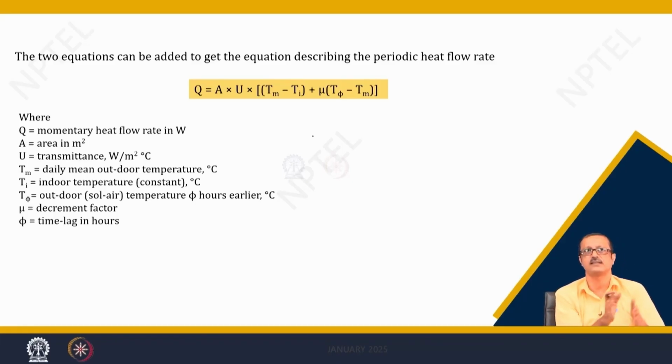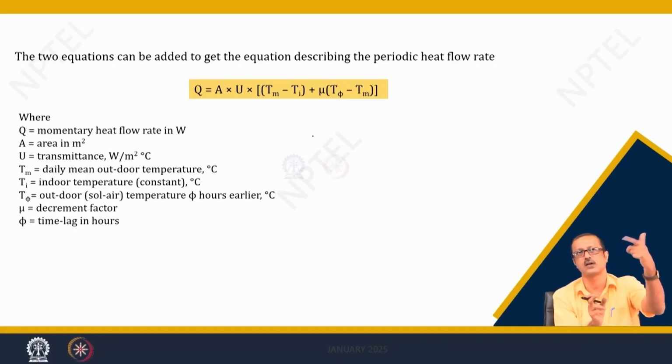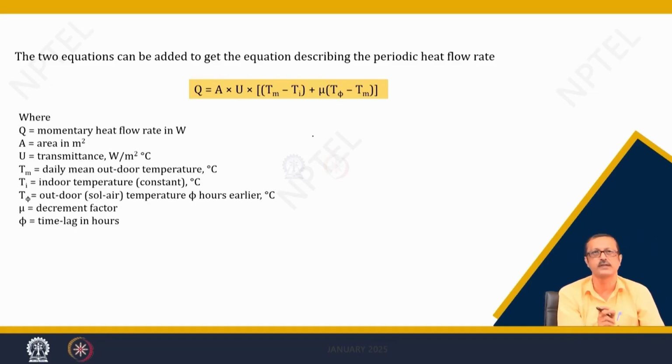What is phi? Time lag. Suppose the material has 2 hours or 3 hours of phi. Then for 2 o'clock I have to take the solar air temperature 2 hours or 3 hours earlier. That is the T phi. I have to calculate for each hour and segregate that after how many hours. Mu is the discriminant factor, phi is the time lag.